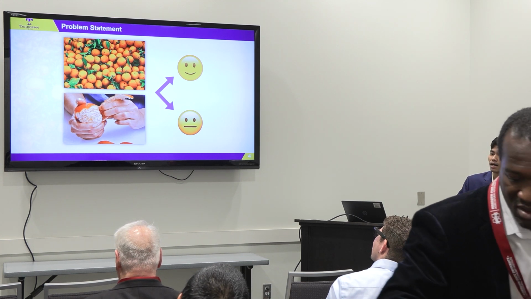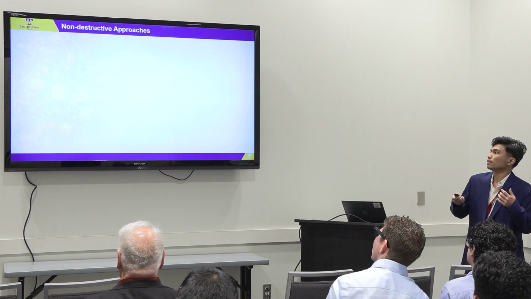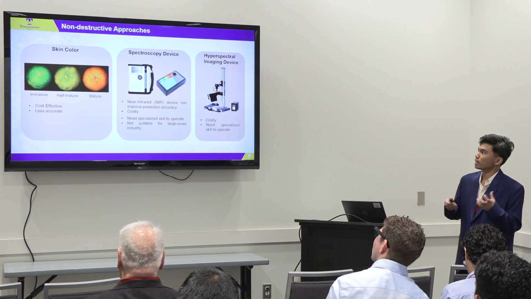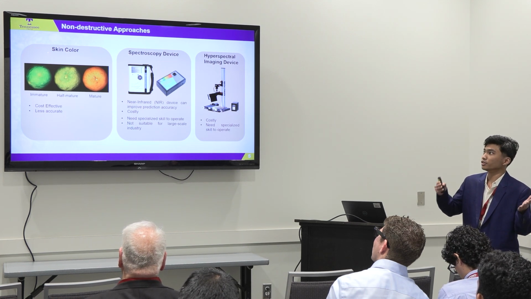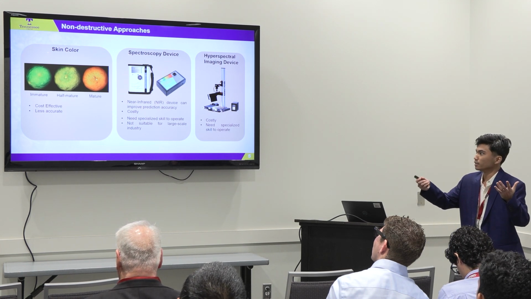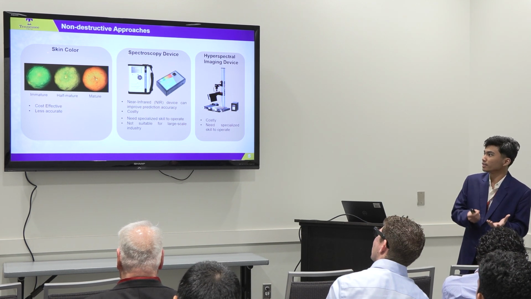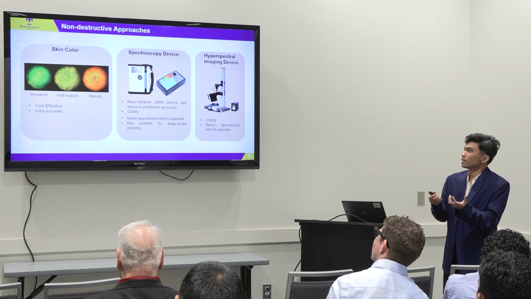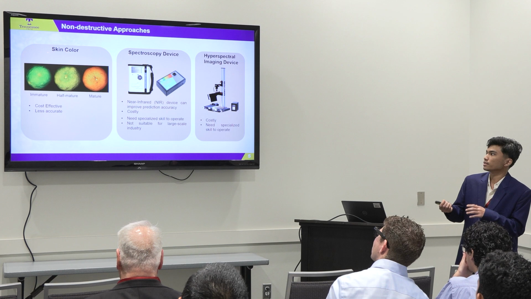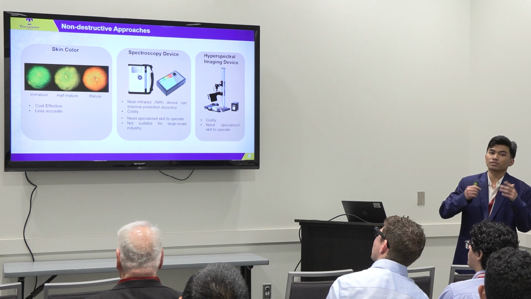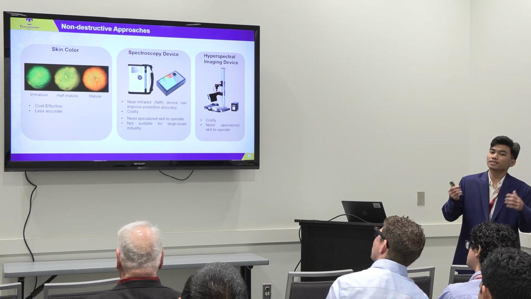So we need a non-destructive way, and researchers already have methodologies for non-destructive approaches. I think all of us already use skin color. If we know that it's still green, we will not choose that orange. But if we know that there is an orange color, we will automatically pick that. But orange color does not mean it's sweet and not sour.